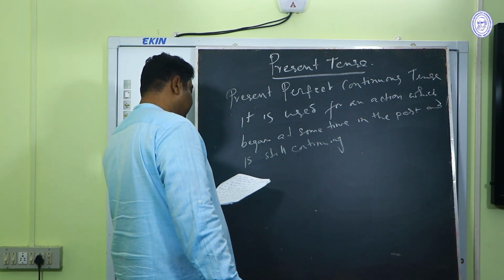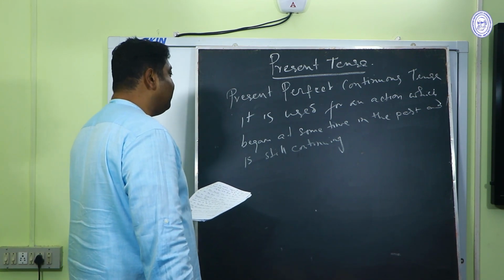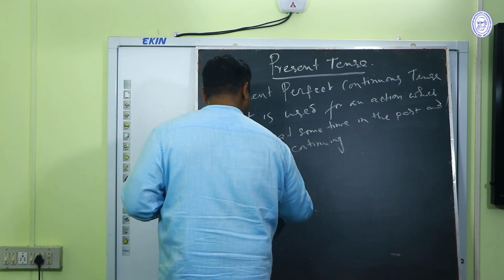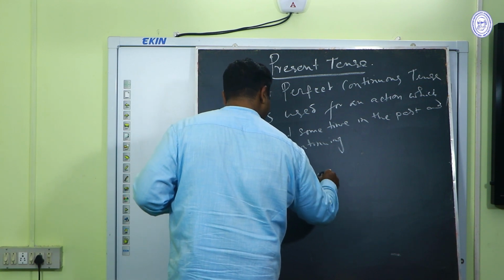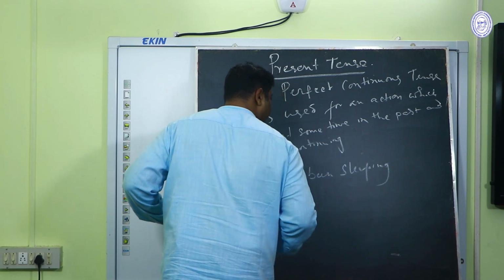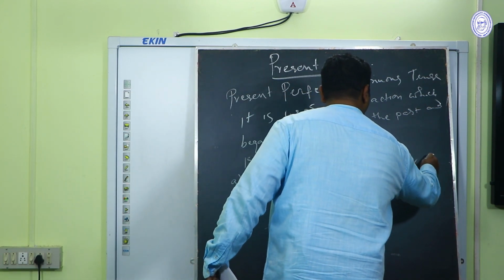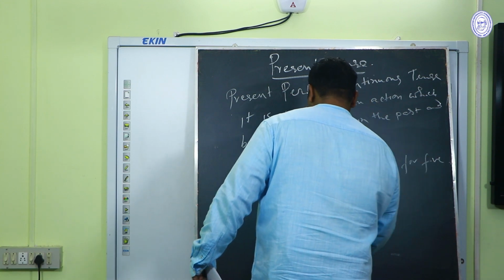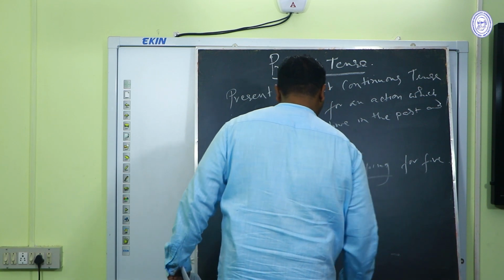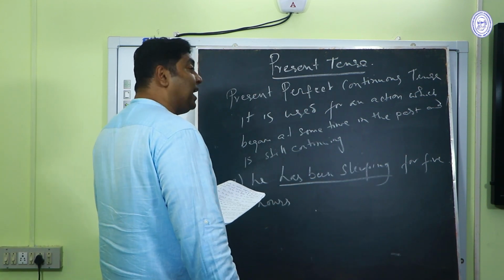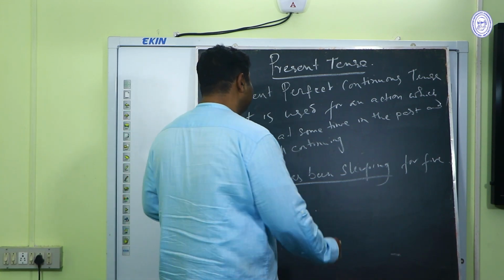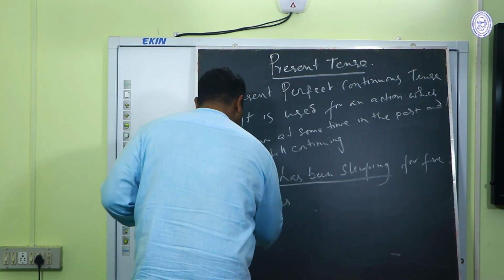For example, we may say, he has been sleeping for 5 hours. Has been sleeping and is still sleeping. He has been sleeping for 5 hours. See, the present perfect continuous tense, has been sleeping. Next.